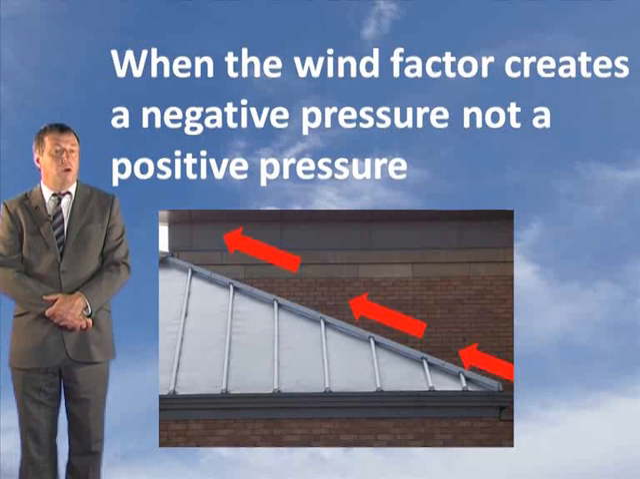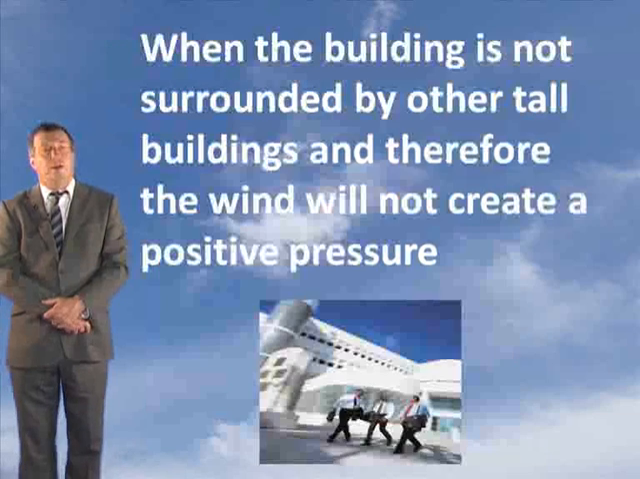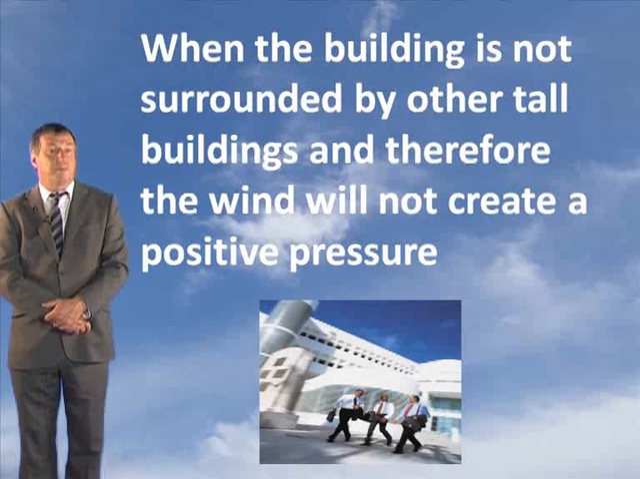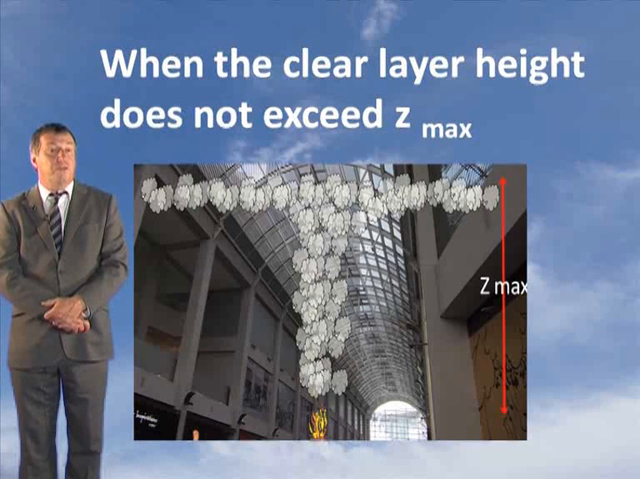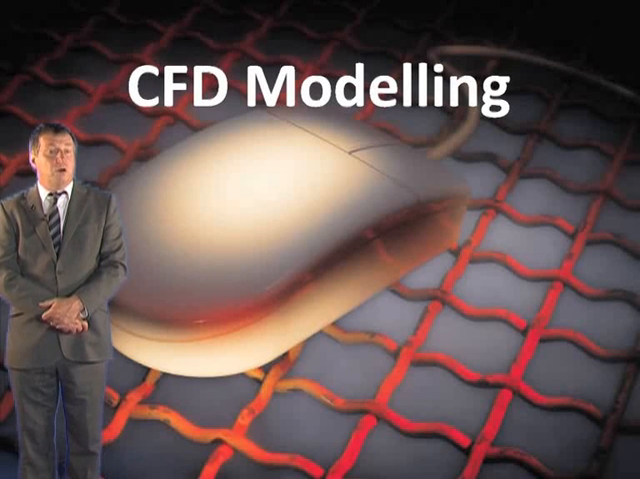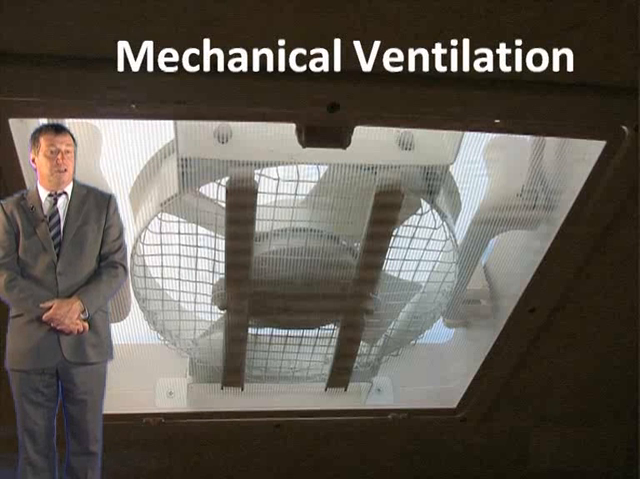For this to be the case, we would normally expect to see a flat roof or a low-pitched roof of less than about 30 degrees from the horizontal. 4, when the building is not closely surrounded by buildings taller than it, where wind pressures might produce positive pressures above the roof and above the vents. And 5, when the clear layer height does not exceed Z max. In circumstances where there is doubt over the feasibility of natural ventilation, the designer can either run a CFD model to try to demonstrate compliance, or he or she can opt for mechanical ventilation.